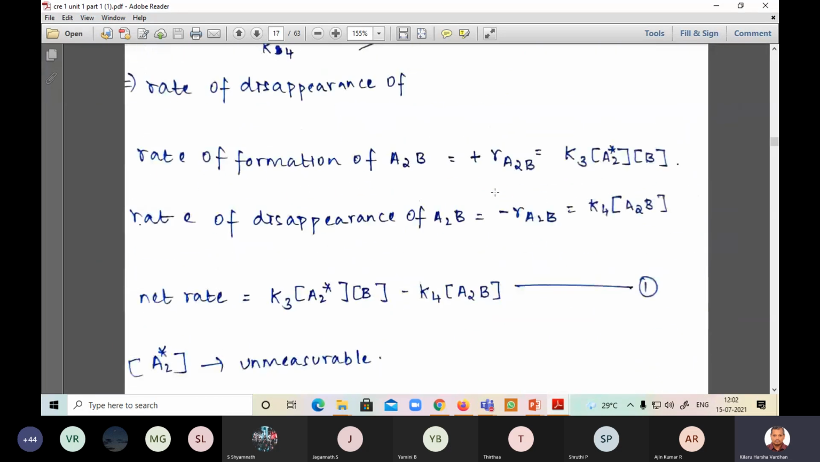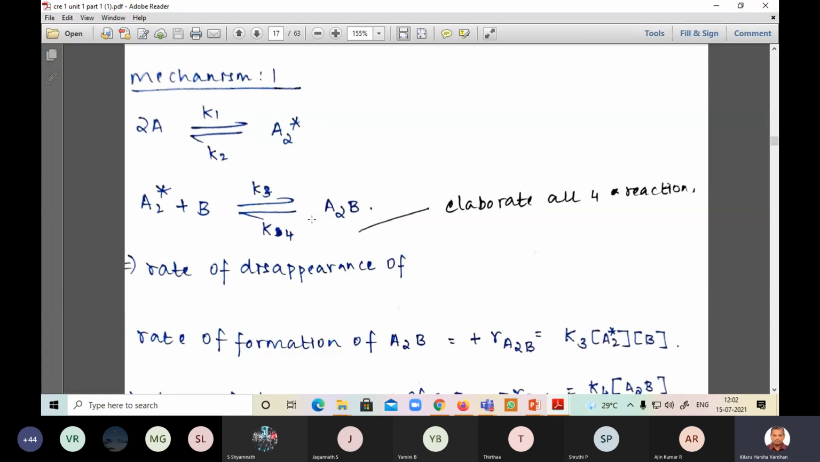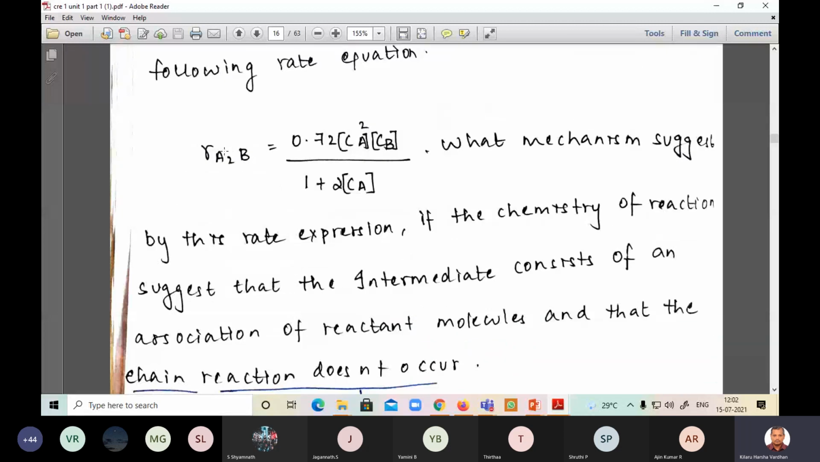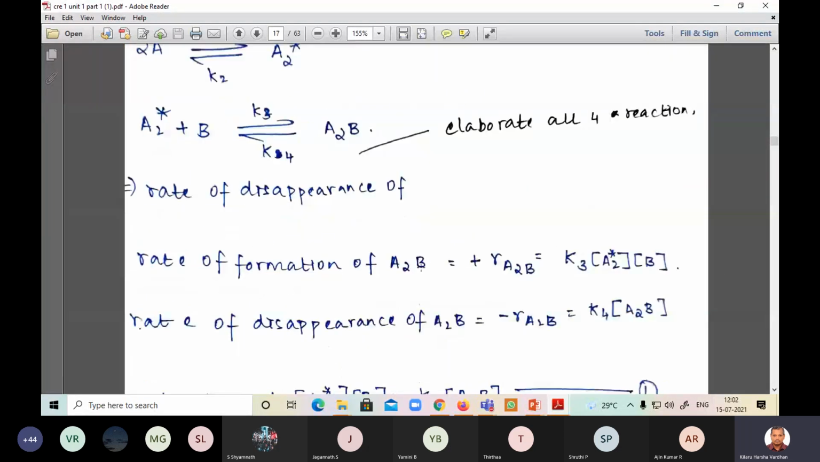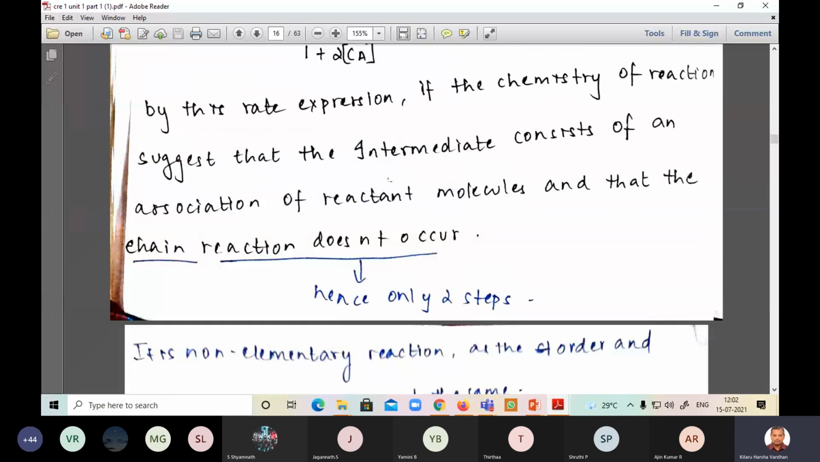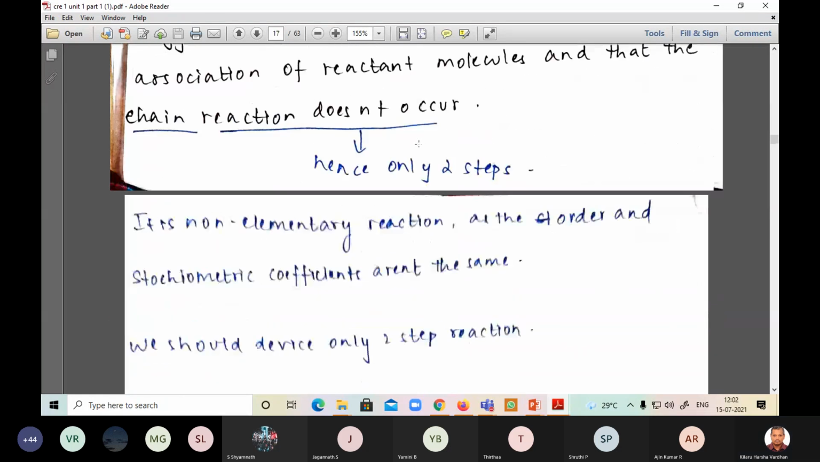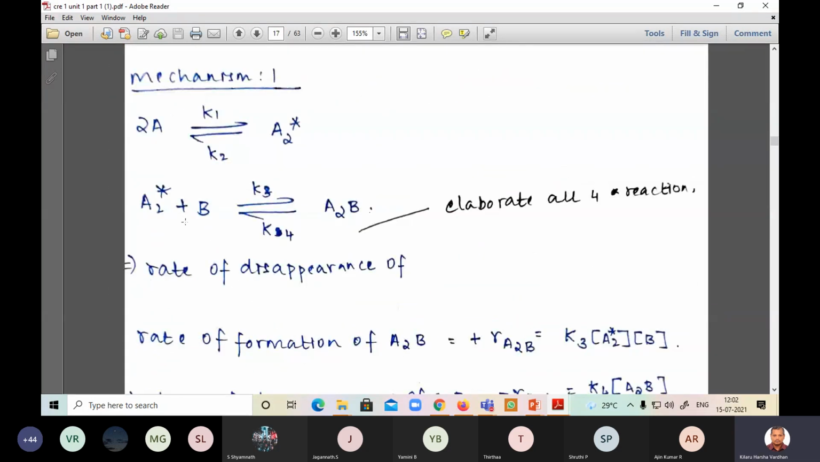K4 equation is the disappearance of A to B. But in the problem, he is asking you the formation of A to B. So if you want to eliminate that particular thing, because there is only one term, no second term in the numerator, you are getting K4. K4 is the disappearance. So we assume that K3, the rate of the forward reaction, is much larger than the backward reaction. Then only the formation will be taken. The disappearance can be neglected. So K4 is much smaller than K3.